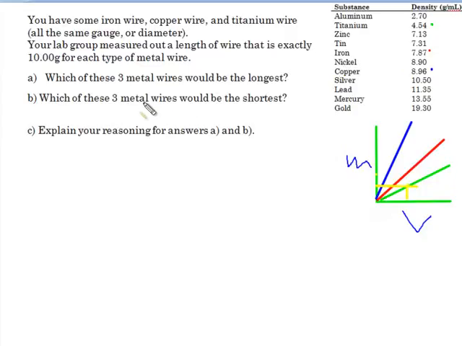Okay? And then which of these three metals will be the shortest? Well, the one with the lowest volume is the blue line, which is copper.